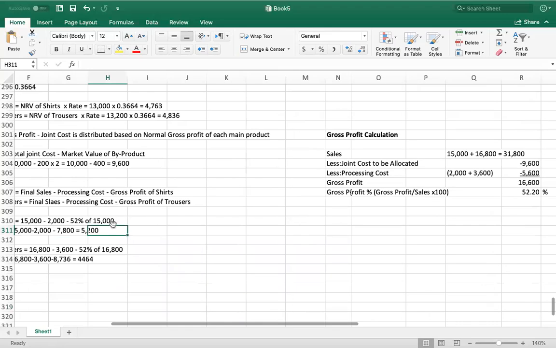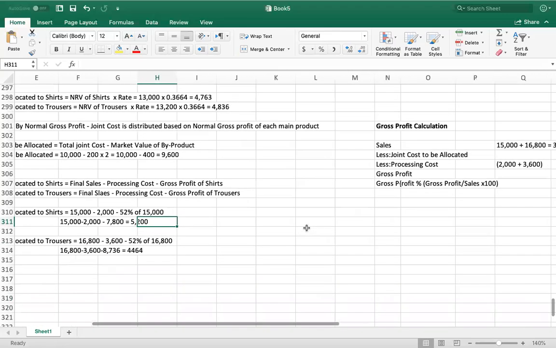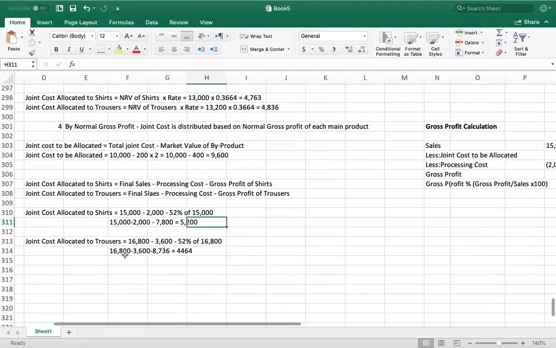Here we are taking only 52%. Okay, if you take exactly 52.2%, then it will give you the exact figures. Okay, got it?